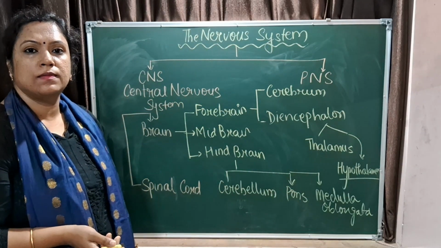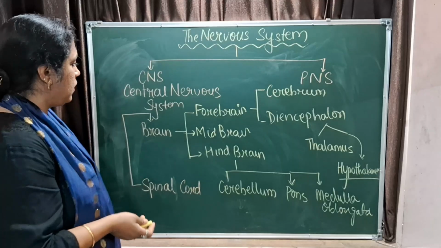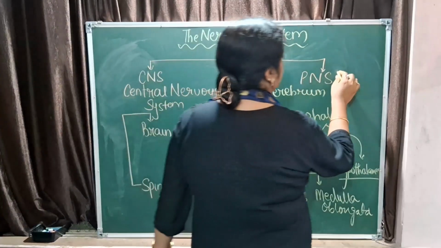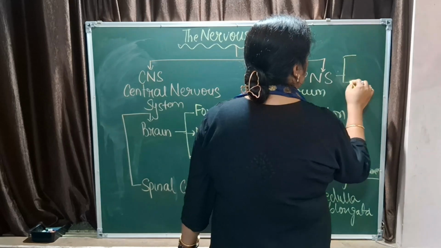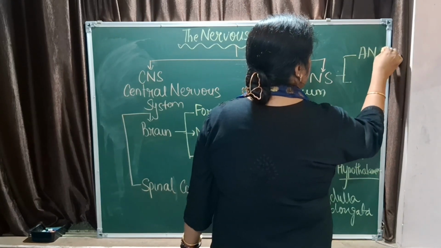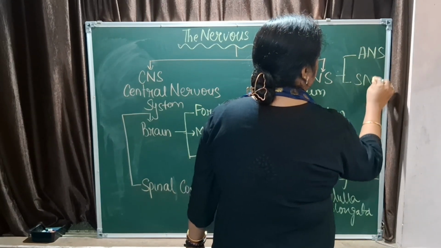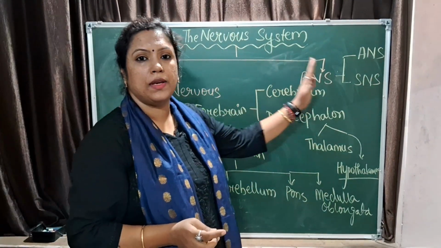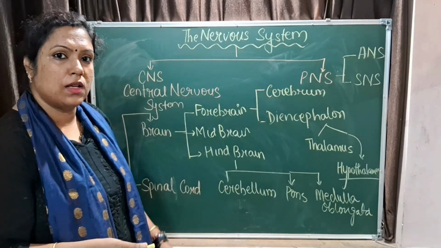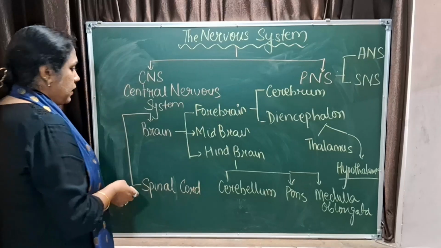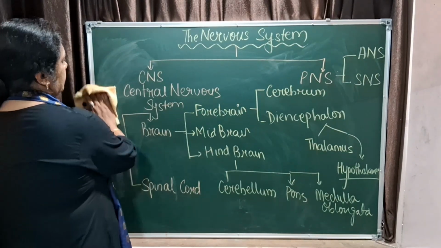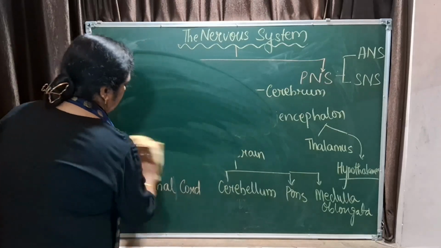Any doubt? Yeah, very good. So, I will describe the PNS. I will just give you a hint. It has two components, ANS, that is autonomic nervous system, and SNS, that is somatic nervous system. We will talk about the PNS a little later when we are finished with the brain and the spinal cord. Any doubt? Put it in the comment box. Yes?